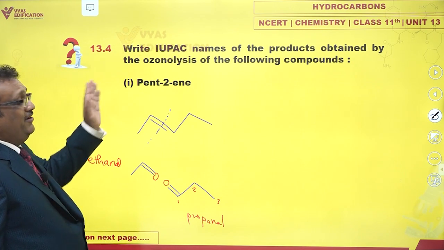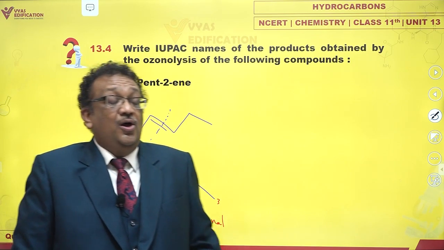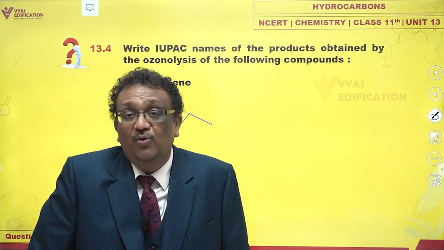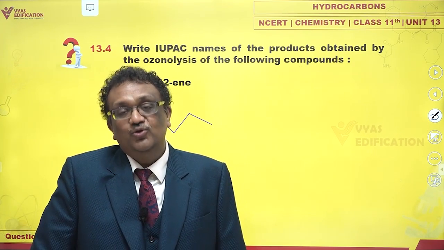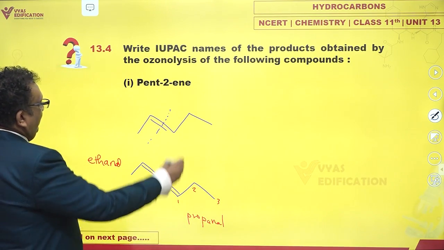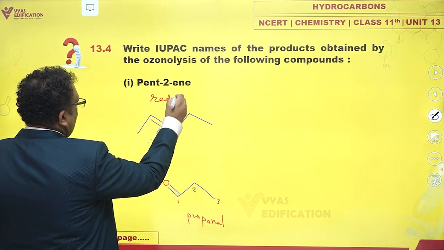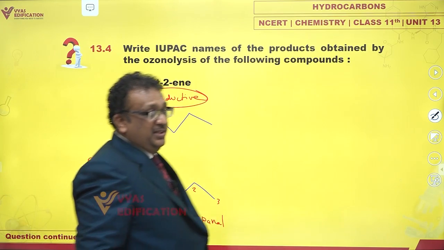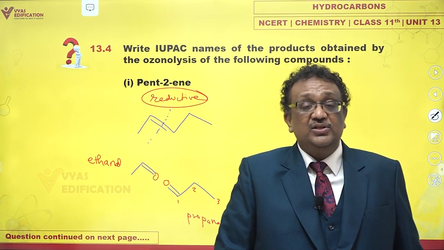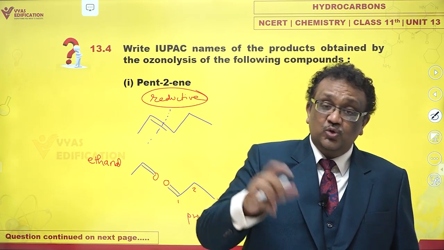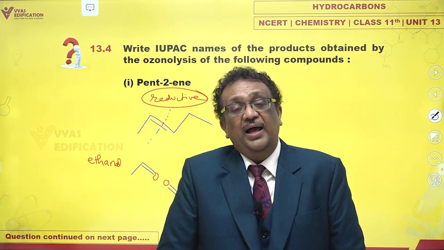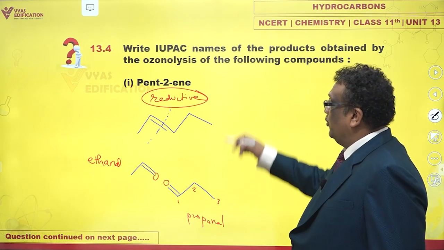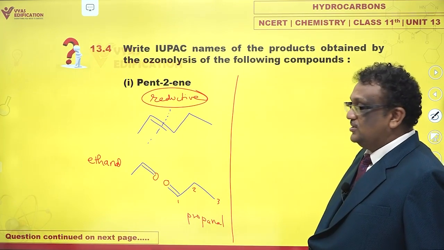Now, they have not mentioned whether this is oxidative ozonolysis or reductive, so I must write down the products of both. If I have reductive ozonolysis, these are the products. In reductive ozonolysis, you add ozone and then follow it up by adding zinc dust. Then you would get ethanal and propanal, two aldehydes, as the products.